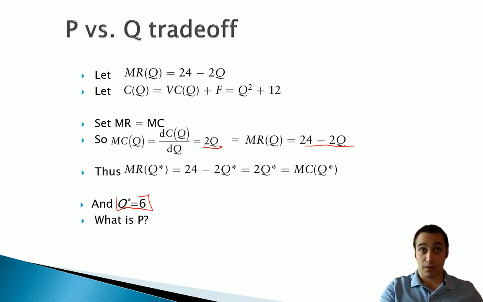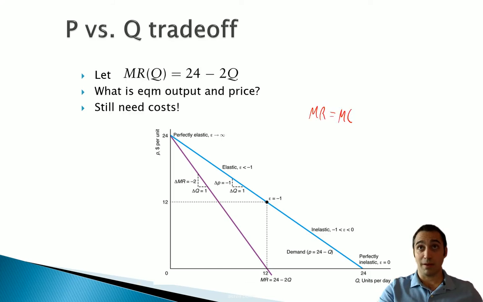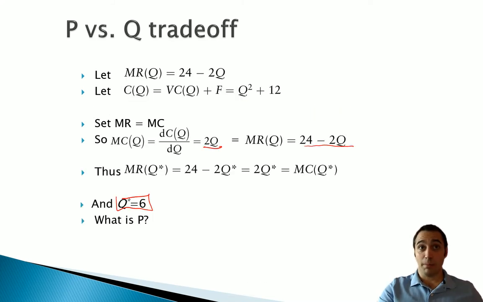6. If our optimal Q is 6, what P should we select? Well, in order to find P, we need to stick that back into our inverse demand function. If we're making 6 units, 24 minus 6 suggests that our P should be 18.